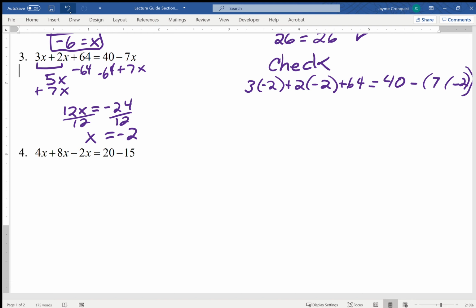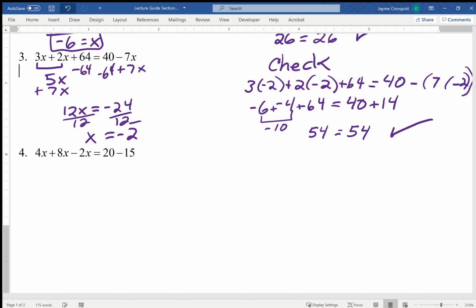All right, so let's do some of this math. 3 times negative 2 is negative 6. 2 times negative 2 is a negative 4 plus 64 equals 40. Now a negative 7, well, 7 times negative 2 is negative 14. Then I have this minus, so it turns into a plus 14. Okay, this is negative 10. 64 minus 10 is 54. 40 plus 14 is 54. Okay, check. So we come back over and we box our answer.